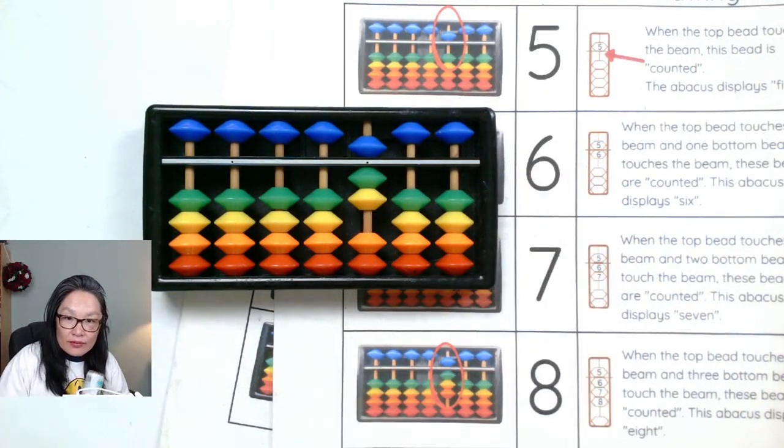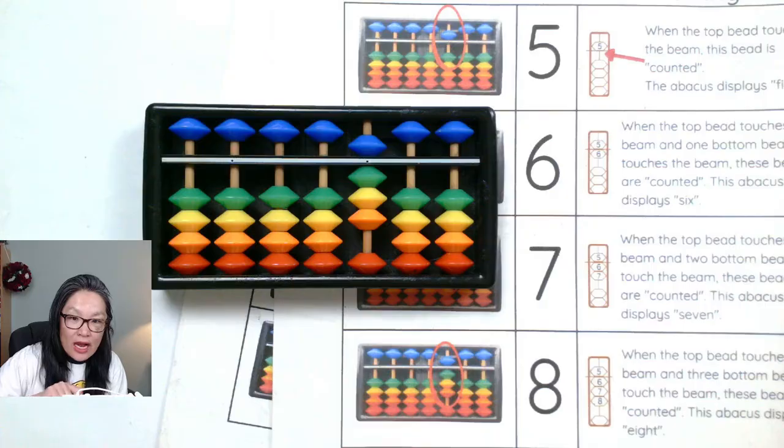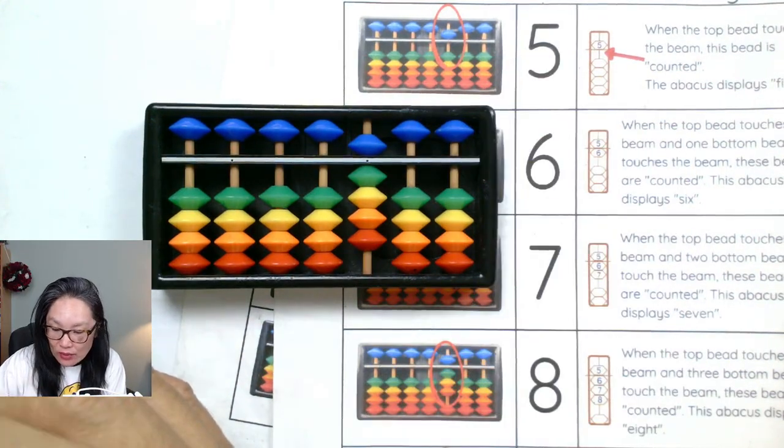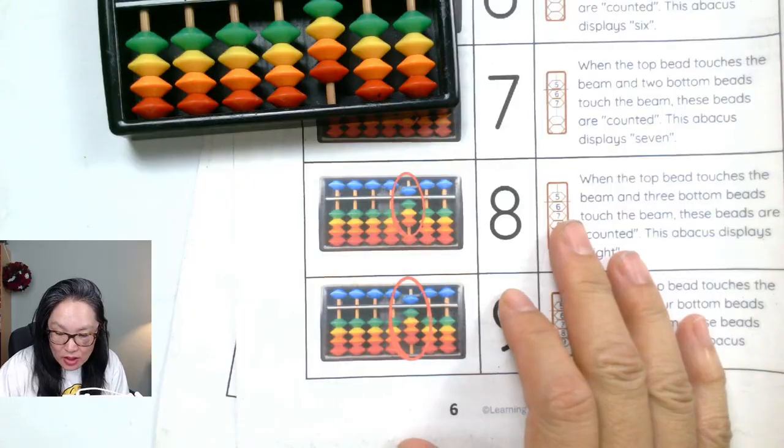So we have seven. Because we have seven, we can easily count. And then we add one. Now we have 8. We have one more. Now we have 9. Well, wait a minute. What happens after 9? Well, after 9 is 10.